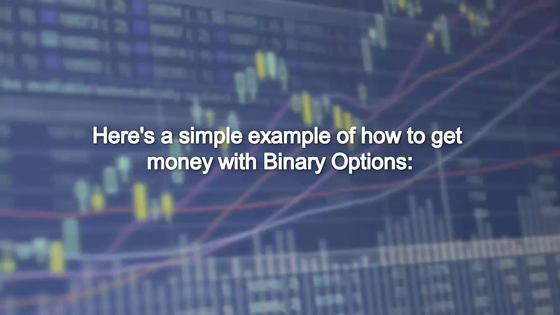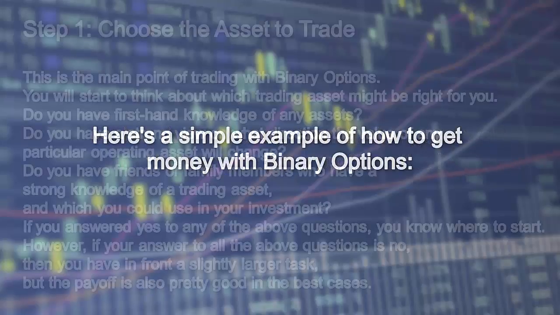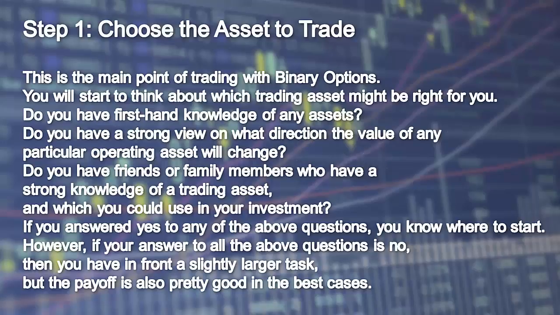Here's a simple example of how to get money with binary options. Step 1. Choose the asset to trade. This is the main point of trading with binary options. You will start to think about which trading asset might be right for you. Do you have first-hand knowledge of any assets? Do you have a strong view on what direction the value of any particular trading asset will change? Do you have friends or family members who have a strong knowledge of a trading asset, and which you could use in your investment? If you answered yes to any of the above questions, you know where to start.